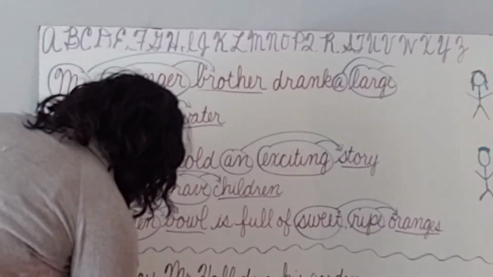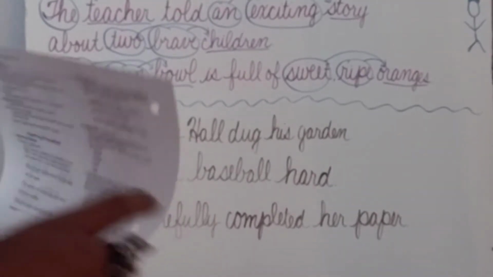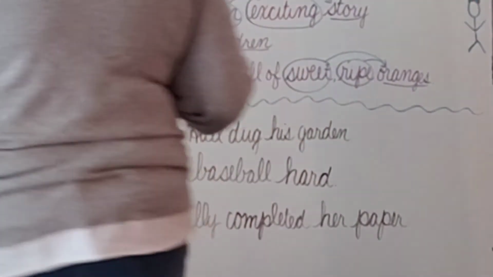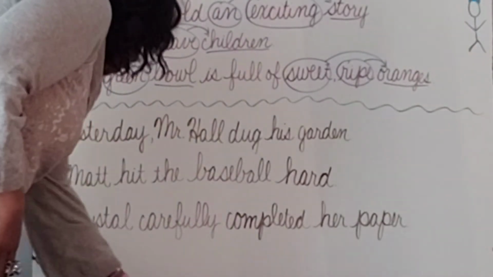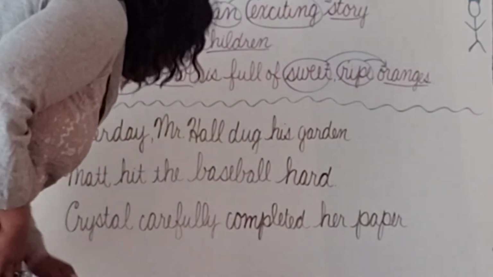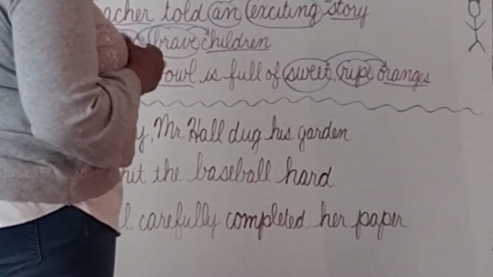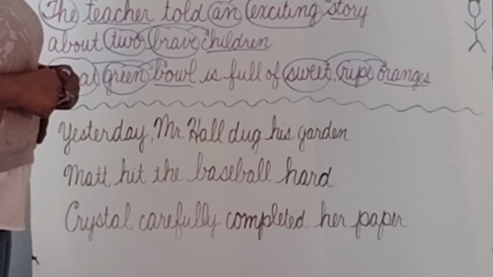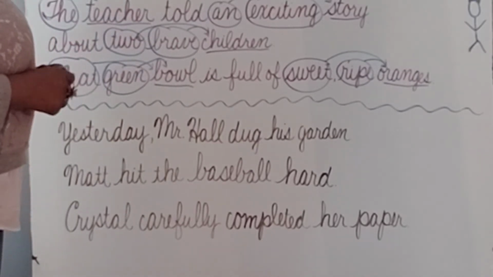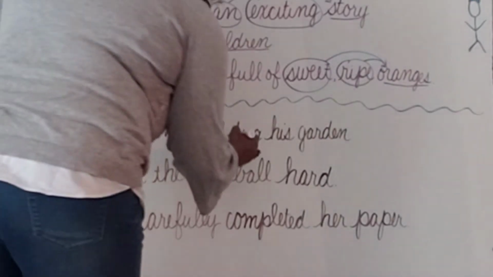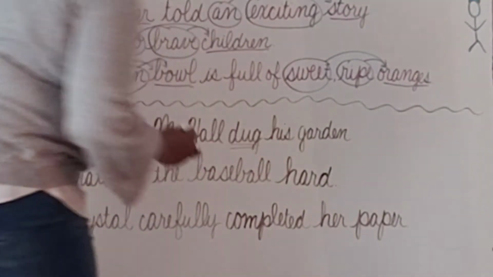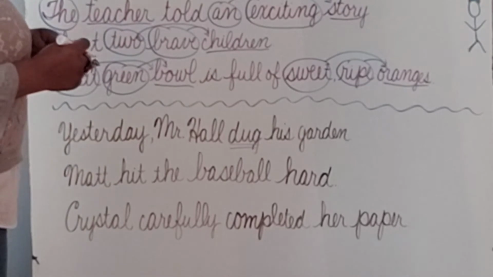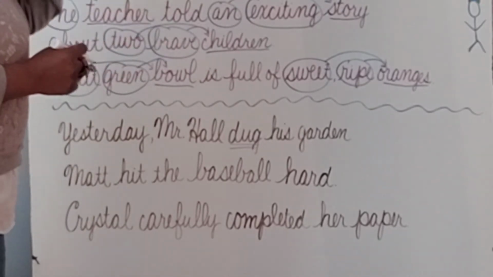All right, now I want us to look down at the bottom half, and we are going to do something a little different for that one. This time we are going to underline the verbs twice, and then circle our adverbs. So let's look. Yesterday, Mr. Hall dug his garden. What is our verb? Dug. Dug is something you can do. You can dig, okay? So he dug his garden, and that's our verb.